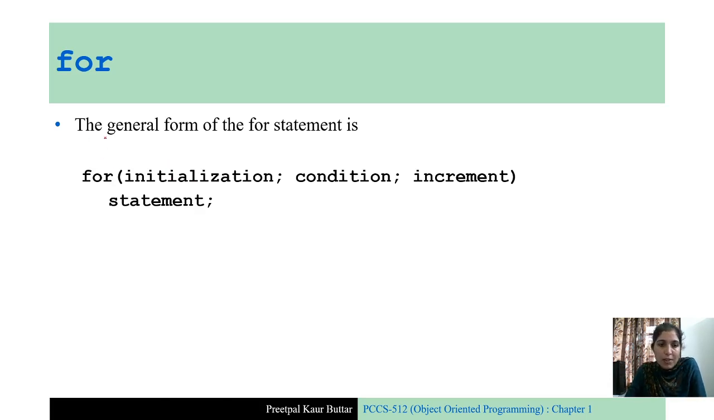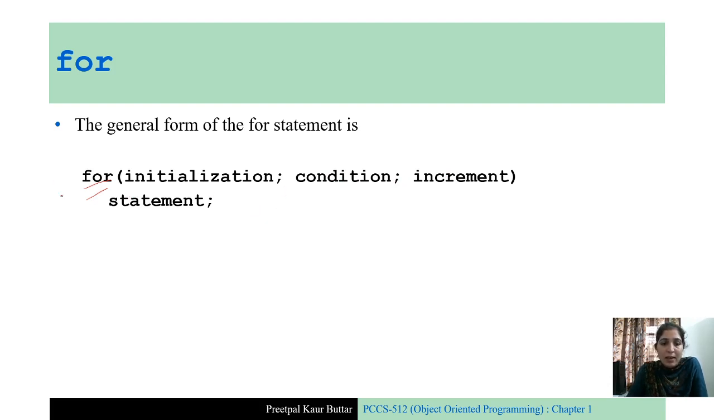The for loop first of all contains the keyword for, which indicates that we are going to write a for loop. Okay. And then inside these parentheses, we have three things: initialization, condition, and increment. Okay, what are these things? I will explain in a moment with the help of an example.